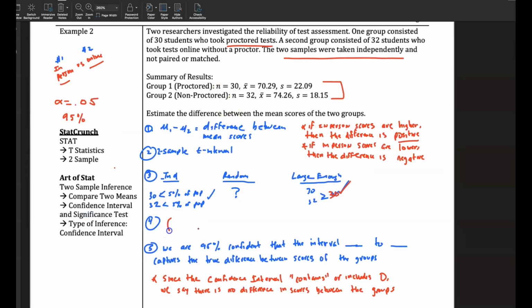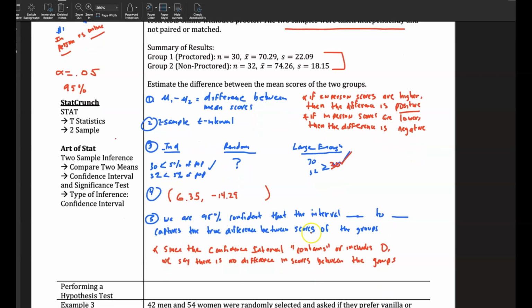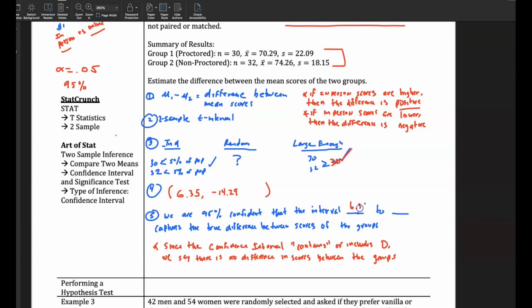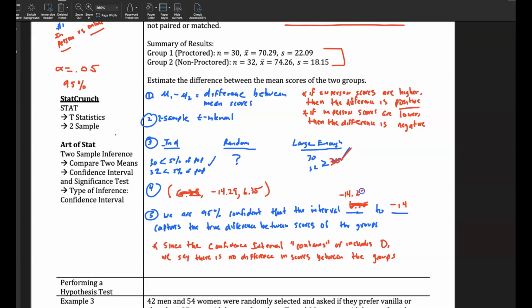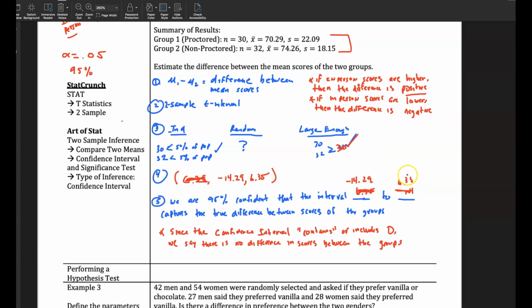Now we know the confidence interval. We're 95% confident that the interval from negative 14.29 to 6.35, sorry, I had those backwards, captures the true difference between the scores of the groups.